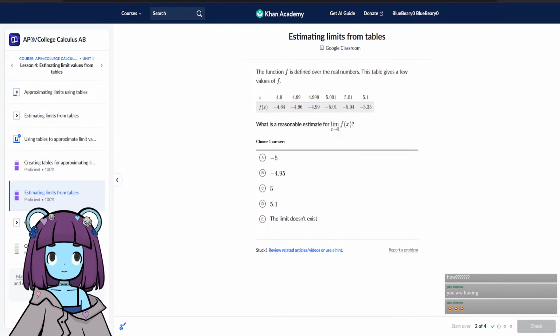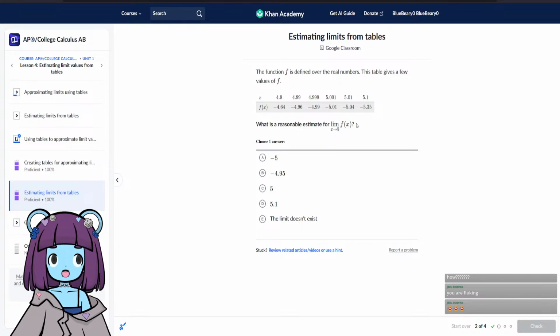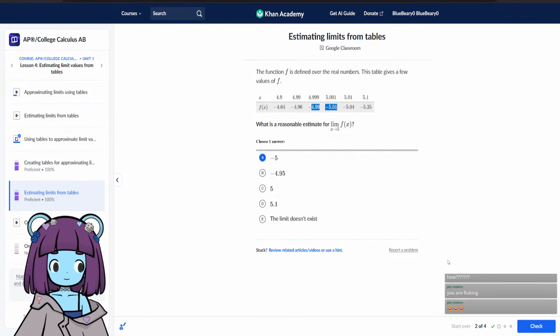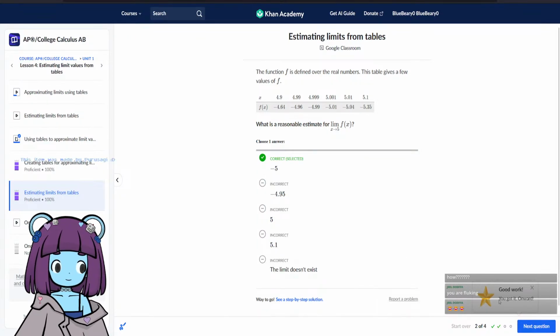The function f is defined over the real numbers. This table gives a few values of f. What is a reasonable estimate for the limit of f of x as x approaches 5? So 5 should be right here. It decreases because it gets more negative as x increases. So I want to say that it is -5. It fits in between both of these values. Oh, this one has no explanation. Interesting.